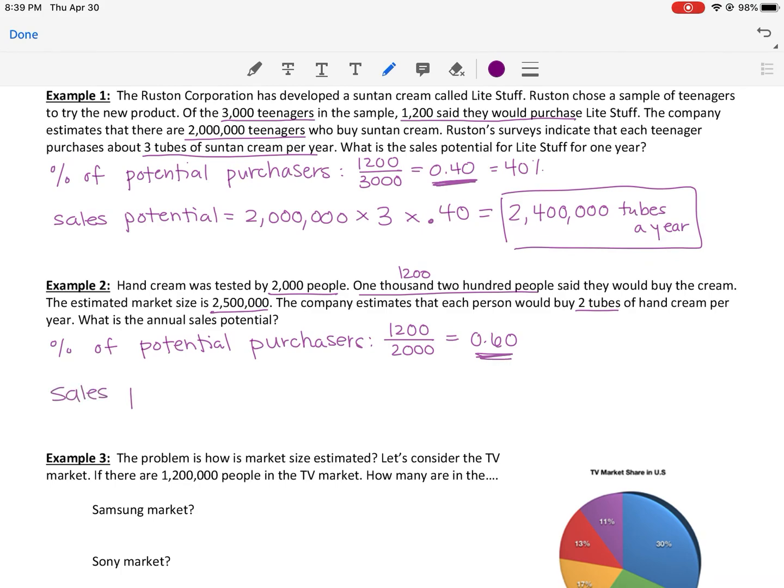And then we do our sales potential. For our sales potential, the estimated market size is the 2,500,000 times the individual rate of purchase. They're going to buy 2 per year times the percent of potential purchasers, which is 0.60. So they end up getting 3,000,000 tubes a year.